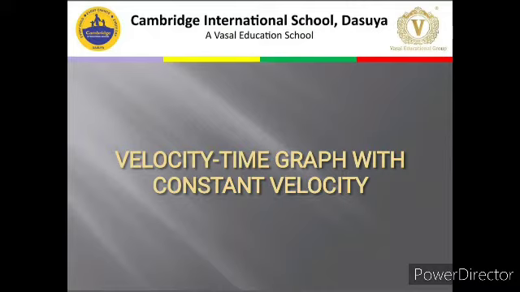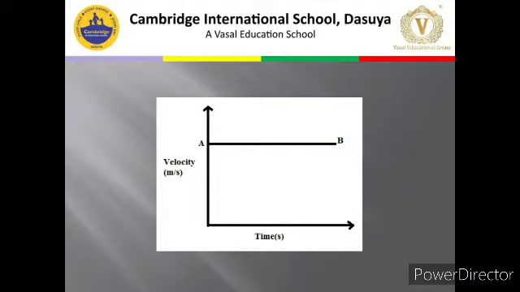Then we did the velocity time graph. The velocity time graph for constant velocity has a straight line parallel to the time axis. This shows that there is movement but the velocity remains the same. The velocity neither increases nor decreases, so it is constant. So this is the constant graph.